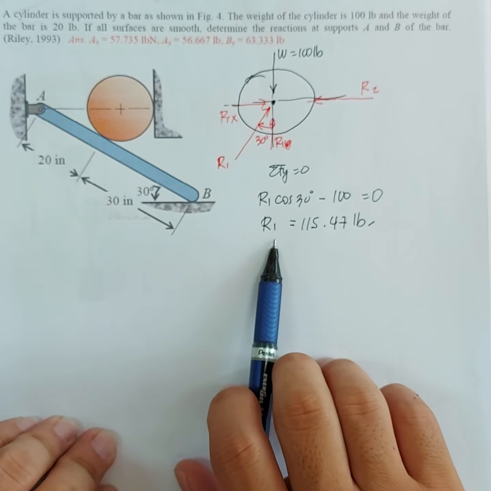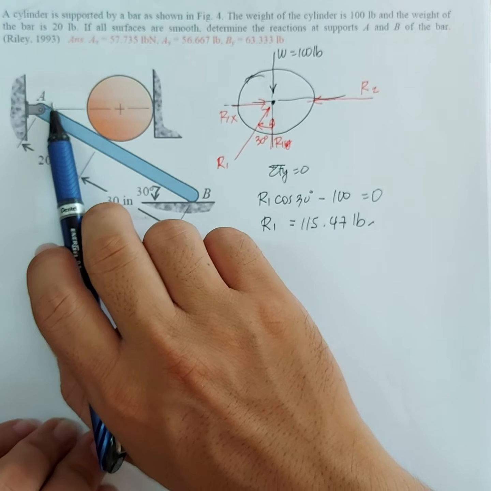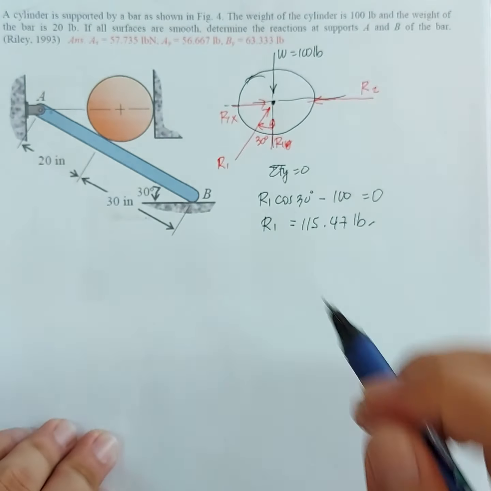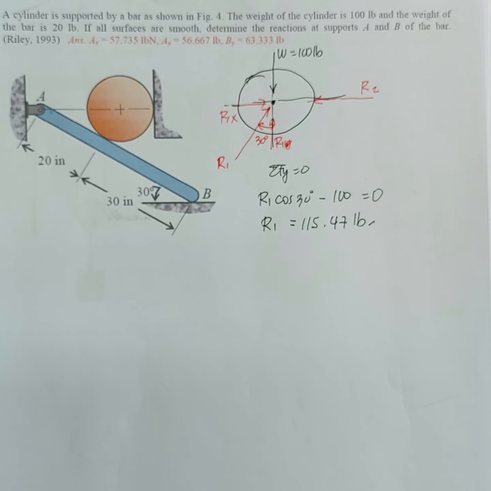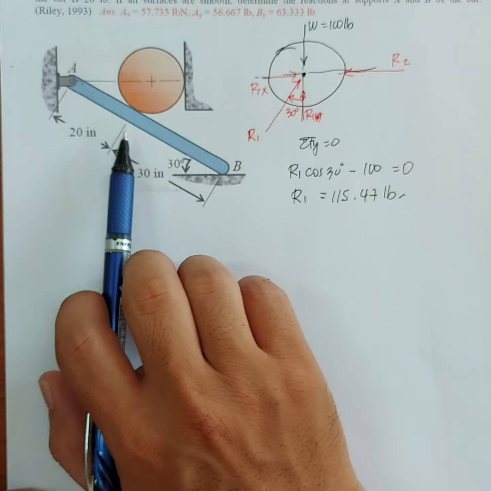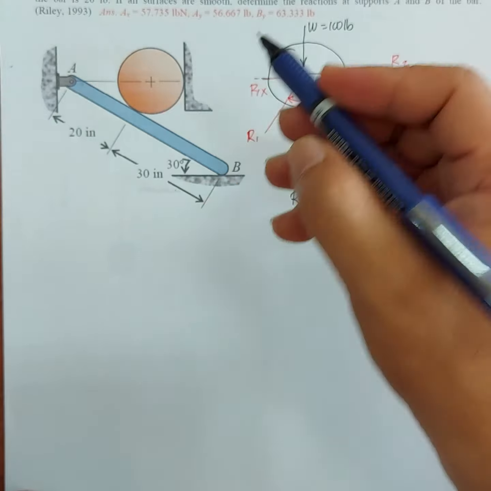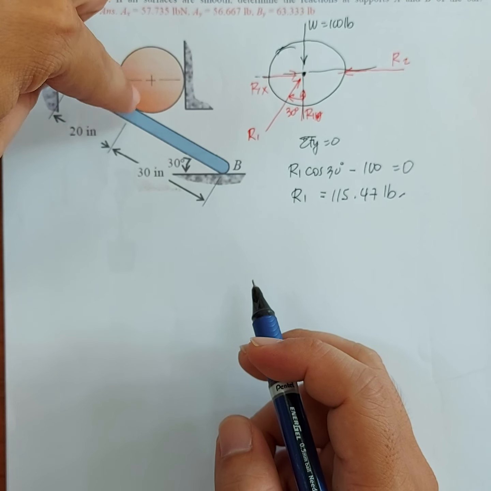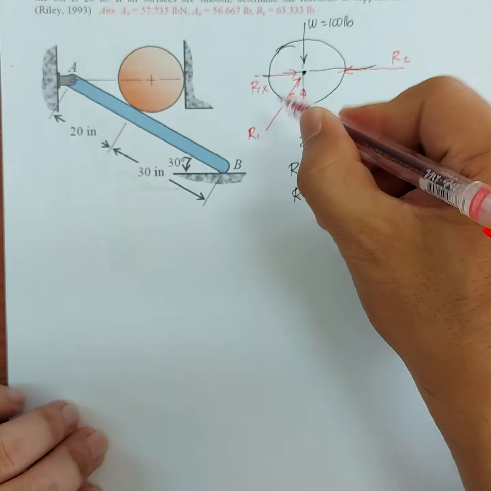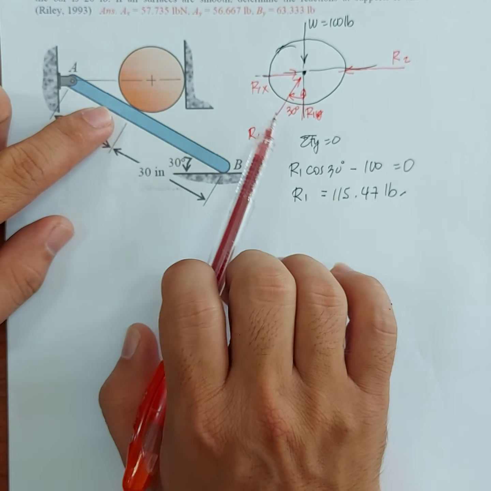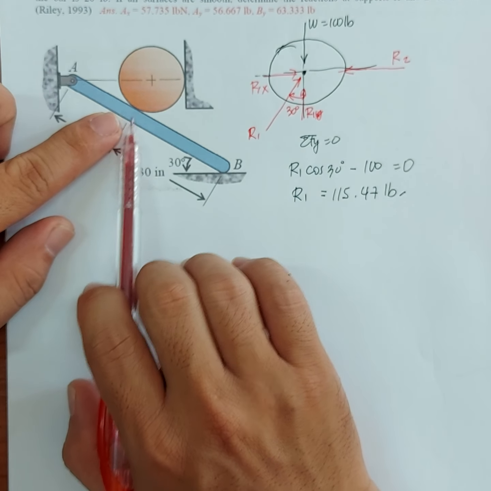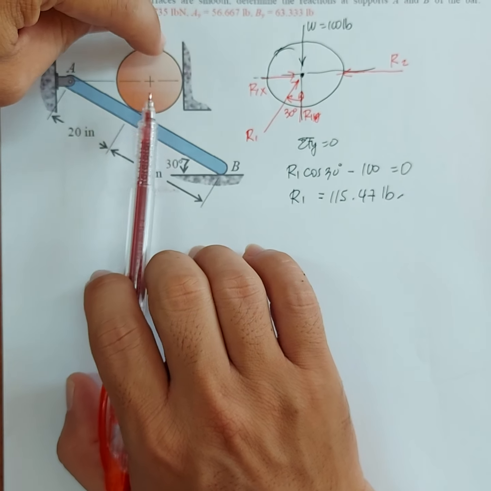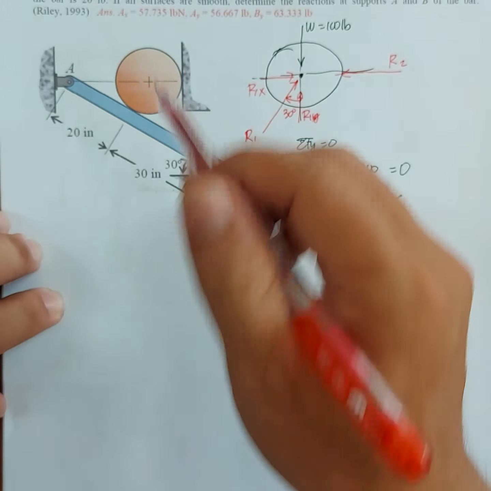Okay. Ngayon, since you do not need to solve for R2 kasi hindi naman natin siya kailangan sa pag-solve ng reaction sa may supports A and B. So, R1 now, i-transfer natin dito sa may bar. So let's again draw a free body diagram. Let's just use itong bar na ito. Since sasagot natin yung R1, if you try to imagine yung effect ng cylinder sa may bar, it would now try to push it because of the weight of the cylinder. So ganun yung direction ng R1, because that's the reaction. For this cylinder to be in equilibrium, ganun dapat yung reaction niya. But the action of the cylinder relative to the bar, ganun siya.